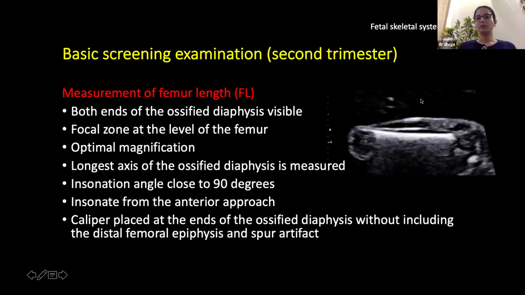The ultrasound beam should be such that it falls at an almost 90-degree angle to the femur shaft. One must insonate the thigh from the anterior approach, and why, I will just show you shortly. Please remember to place the calipers at the ends of the ossified diaphysis without including either the epiphysis or this spur artifact. Now, when we look at the femur, even by just one glance during the examination, we can assess whether the bone is normally mineralized or not.